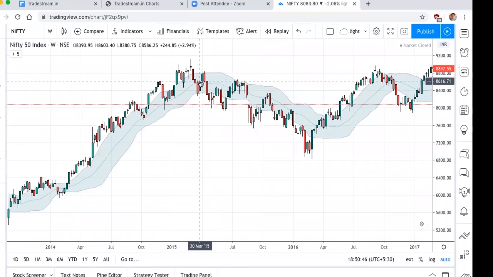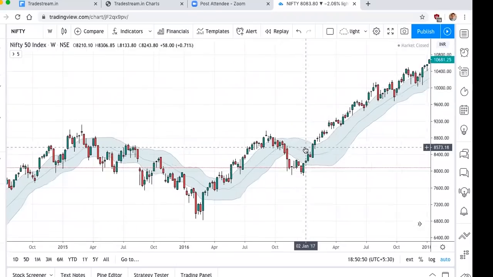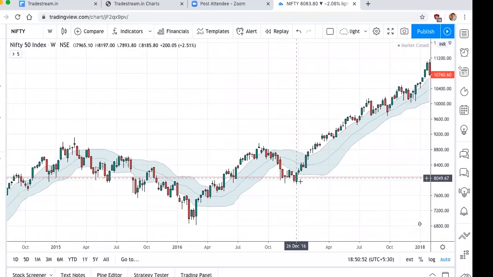We exited early on. We never re-entered in the entire down move. Same for demonetization. This was the drop during and after demonetization.